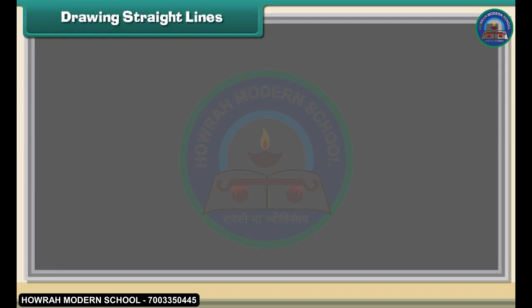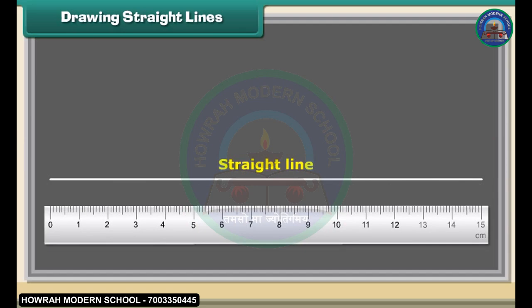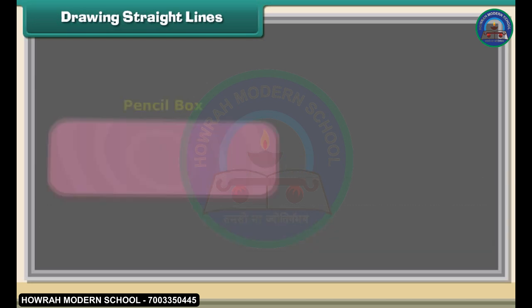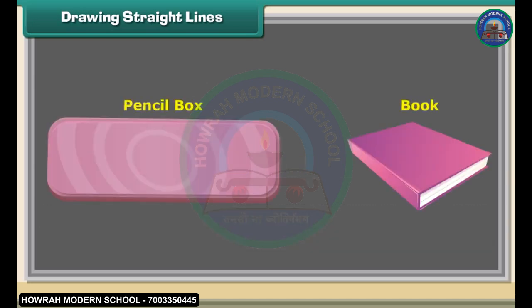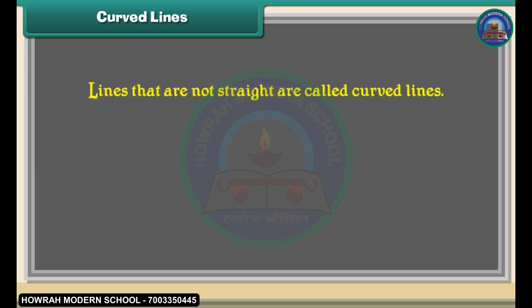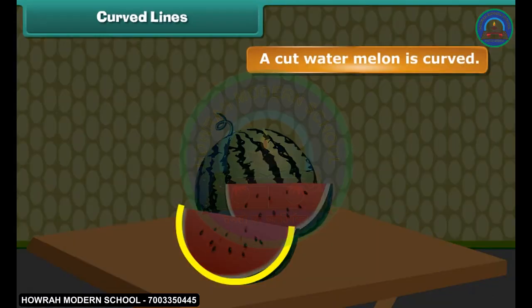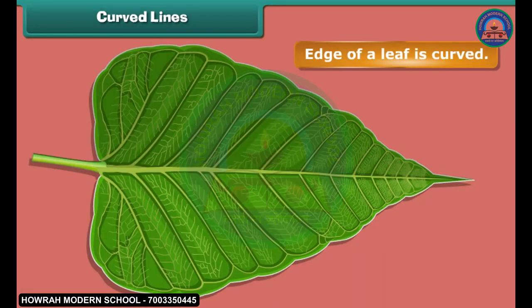Drawing straight lines. How do we draw a straight line? We use a ruler to draw straight lines. Straight lines can also be drawn along one edge of a pencil box or a book. Curved lines. Lines that are not straight are called curved lines. A cut watermelon is curved. Edge of a leaf is curved.